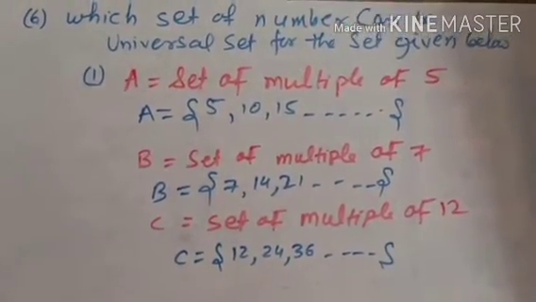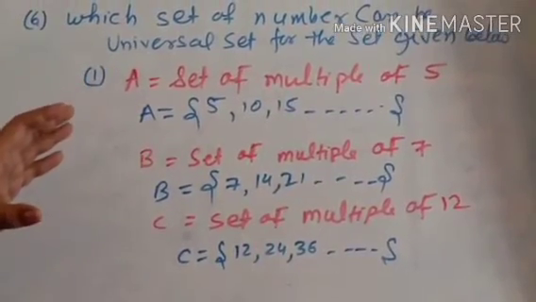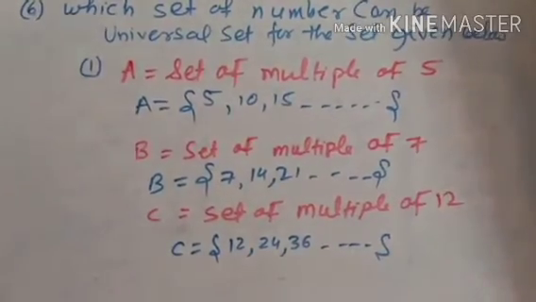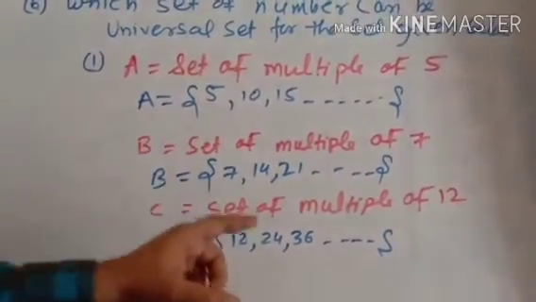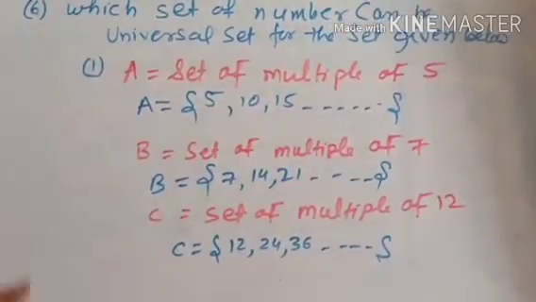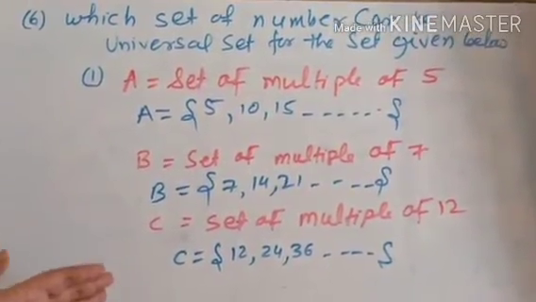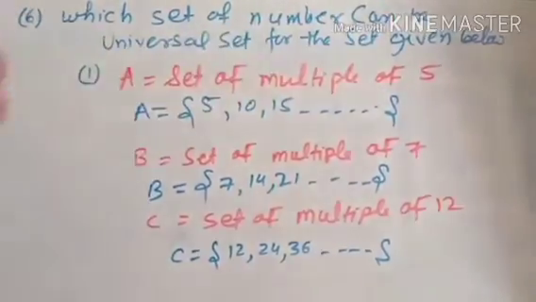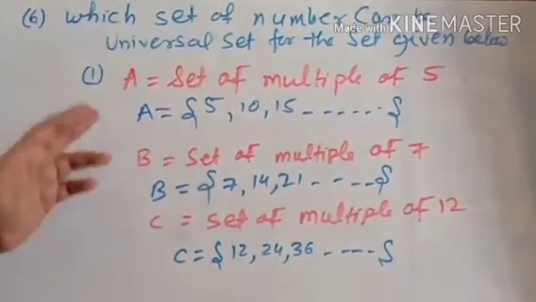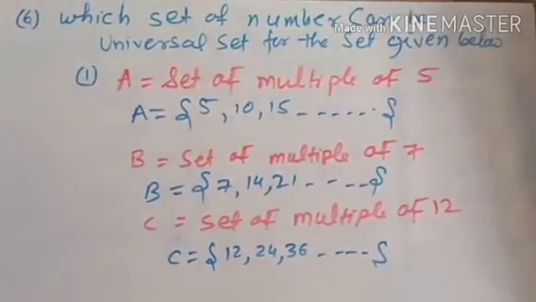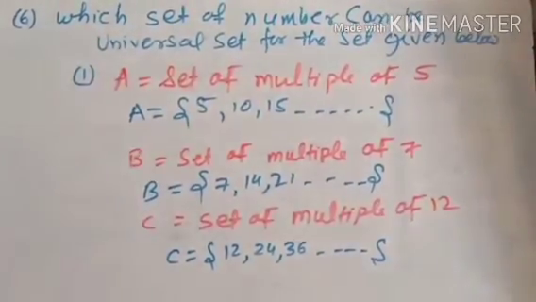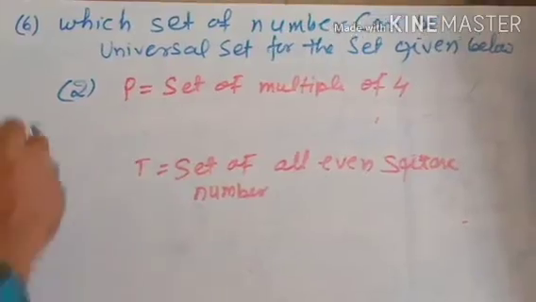Therefore, the answer to this question, which asks which set of numbers can be the universal set for the sets given below, is the set of natural numbers, whole numbers and integers. They are universal sets for the sets given below. I repeat once, the sets of natural numbers, whole numbers and integers are universal sets for the sets given below. Second part of question number 6 is what?